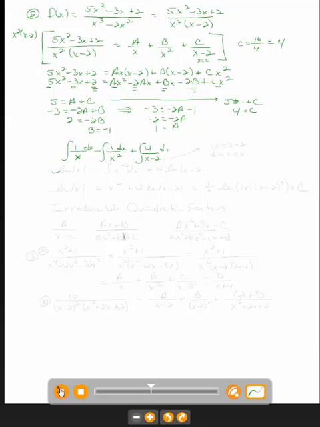So this one's nice. It's the natural log of the absolute value of x. This one, however, is x to the negative 2 dx. So you raise the power and you flip it in front.